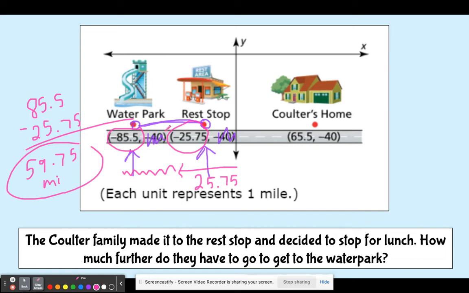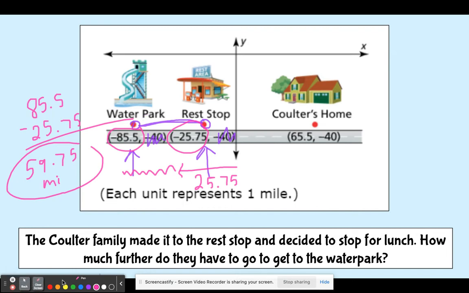Okay? Now that's different than the other question, which wanted me to go from the house to the water park. Those were on two separate sides of the coordinate plane, so I went right on one and left on the other. I needed to add them together because I went two different directions. This problem has me going the same direction, so I'm going to subtract. Okay, now that's going to make more sense in the next example.